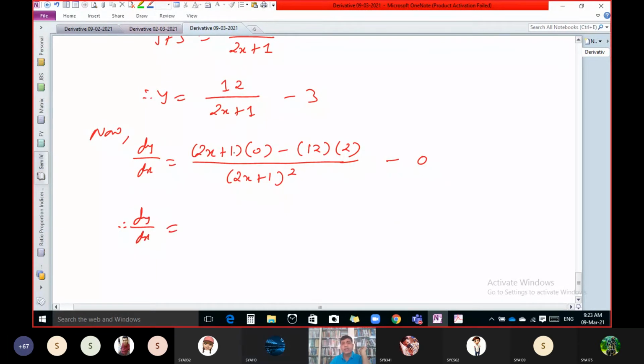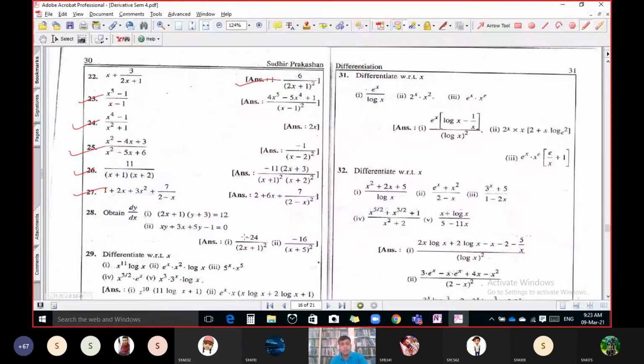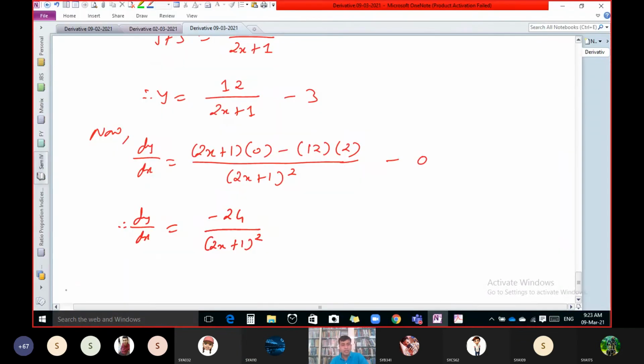Minus 24, 0 into anything is 0, so minus 24 upon 2x plus 1 the whole square. This is the final answer. Over. Minus 24 upon 2x plus 1 the whole square. Over. Second one.